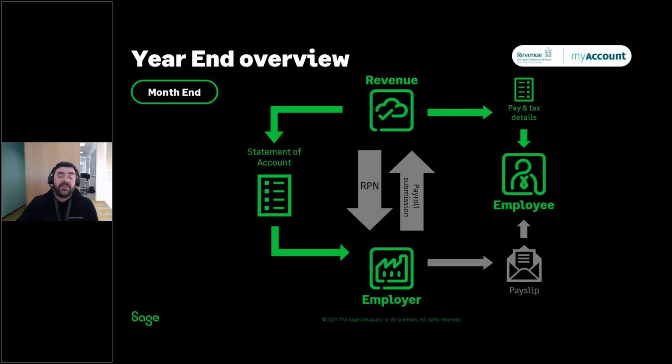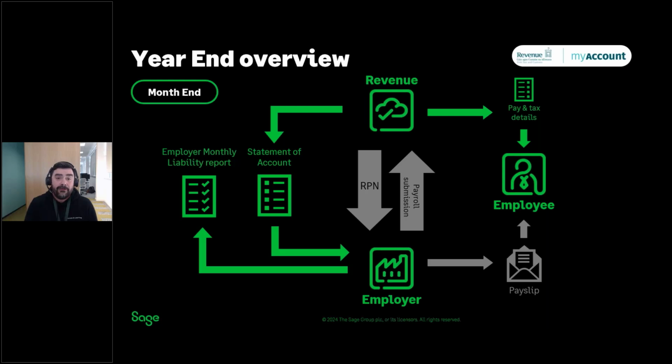Now, to make sure everything in your payroll matches up with what you've submitted to Revenue, we recommend at the end of each month, you run the Employer Monthly Liability Report, and you compare that and reconcile it with your Revenue Statement of Account. So you should do that as you go through the year, but you might want to repeat that process at the end of the year as one final check.